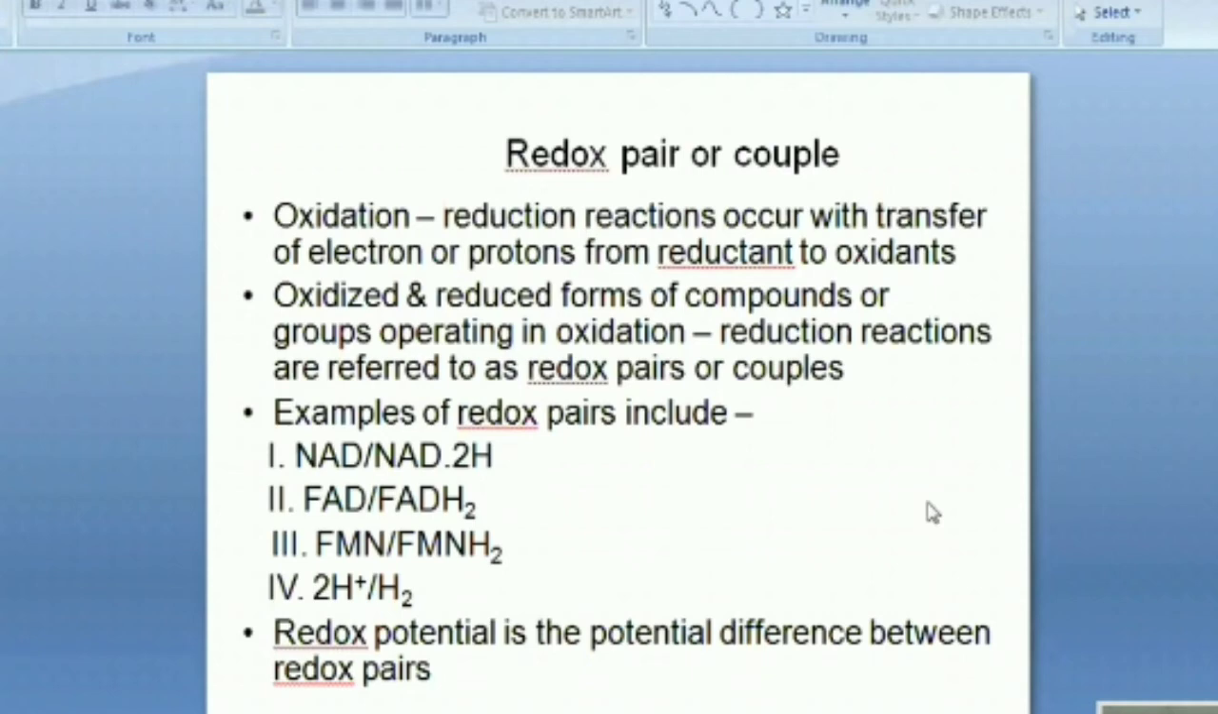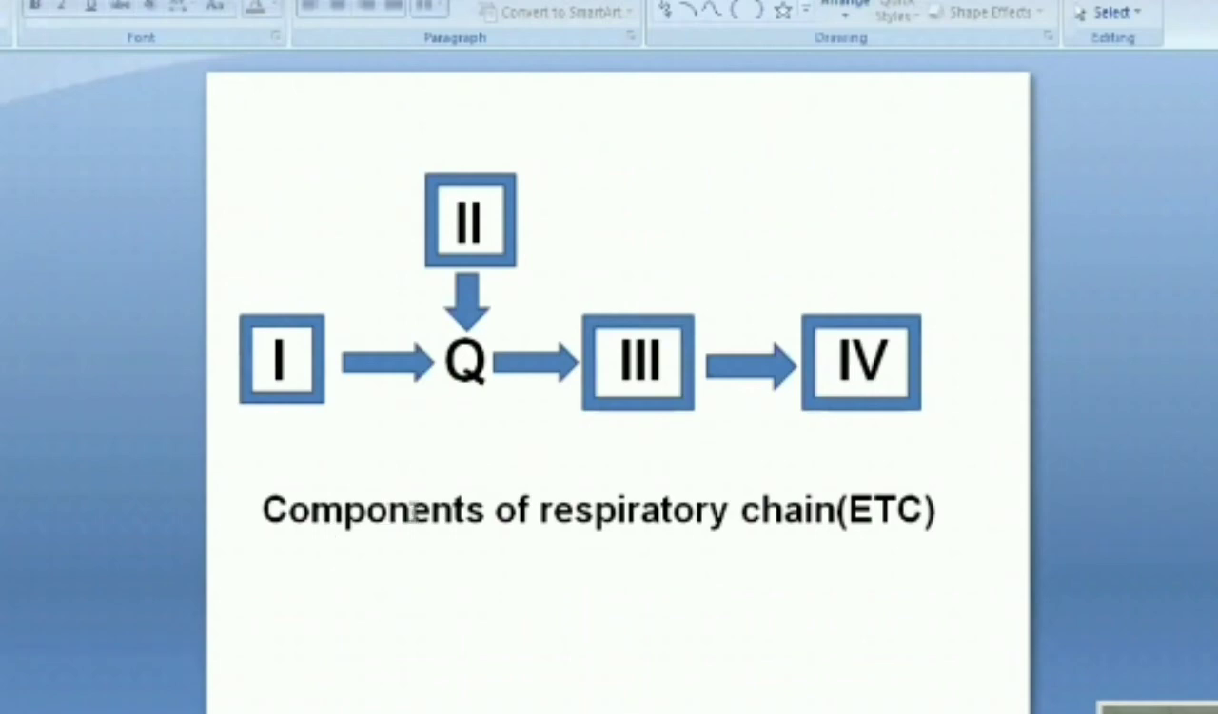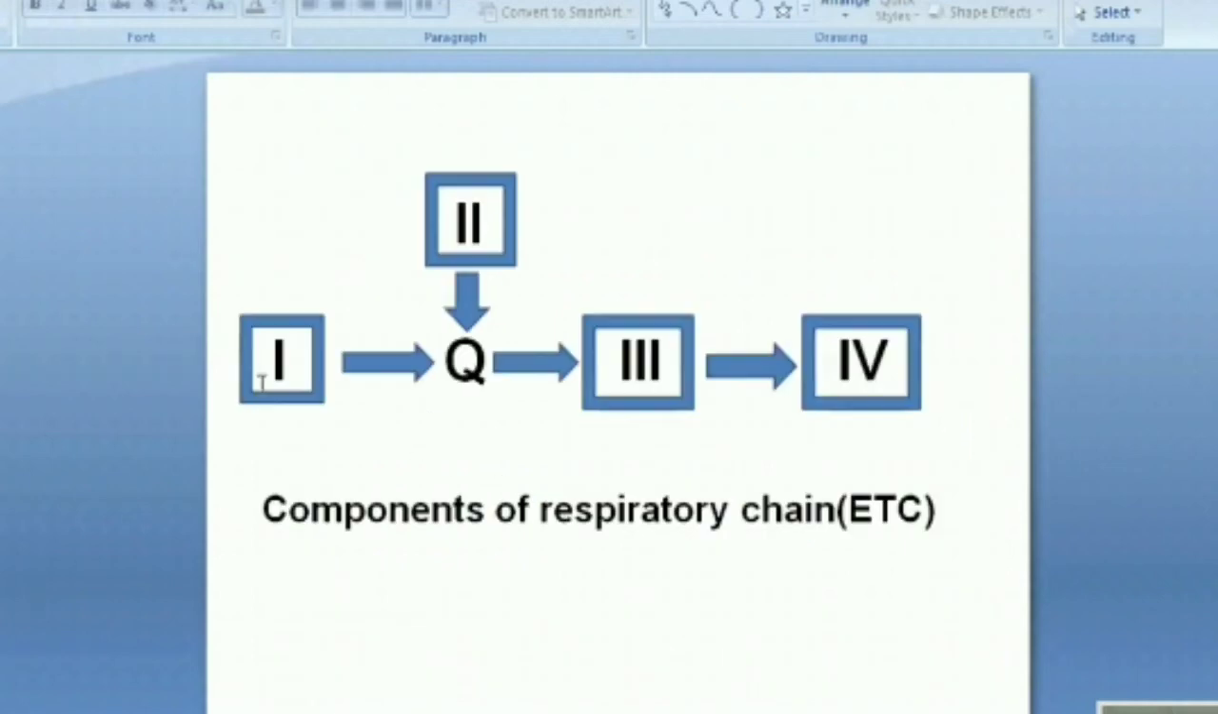Now come to the point about increasing redox potential that I mentioned that I should explain. First, have a view of the location of the respiratory chain for a few seconds. Okay, complete. This is the electron transport chain. Its components include complex 1, complex 2, then complex 3, complex 4. These are the components of the respiratory chain.